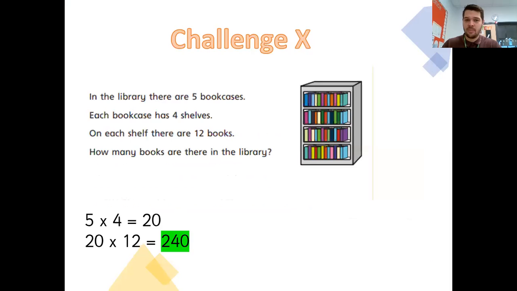How many books are there in the library? There are 5 bookcases, and each bookcase has 4 shelves, so 5 times 4 equals 20. But on each shelf, there are 12 books, so 20 times 12. I didn't use a written method. I did 20 times 10, which is 200, and then I did 20 times 2. I partitioned it. 20 times 2 is 40, 200 plus 40, 240. Well done if you got that correct.